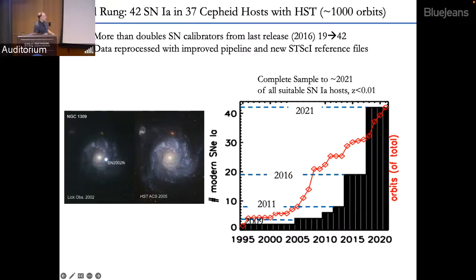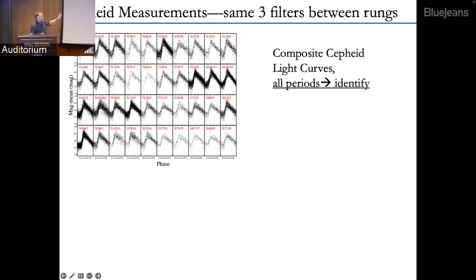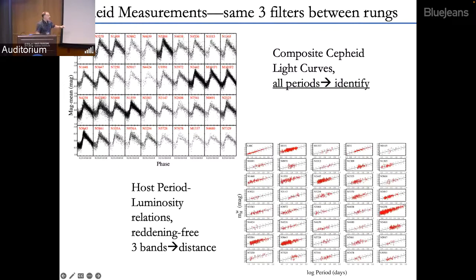And so this is basically what we get. But it's a very powerful sample for this. We measure the Cepheids in each of these host galaxies. These are the composite light curves of all the Cepheids in each galaxy, which are used to measure their periods and, of course, identify that they are Cepheid variables. And then we measure in 3 colors the Cepheids to measure their period luminosity relation to measure their distances.